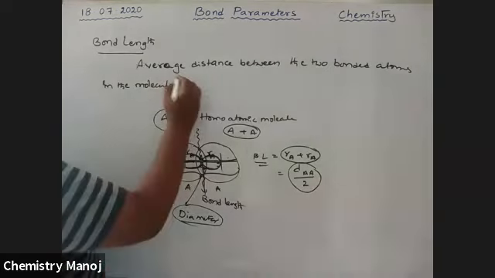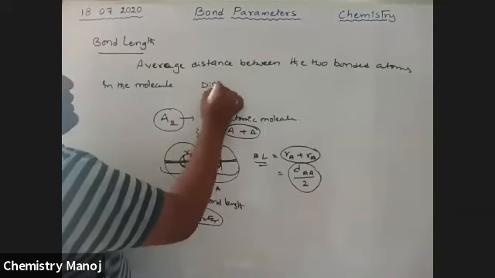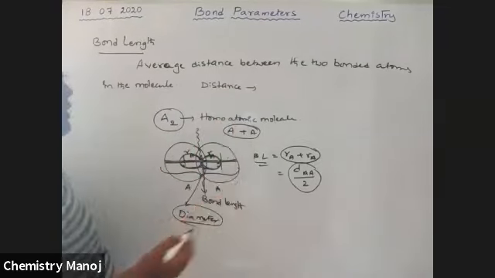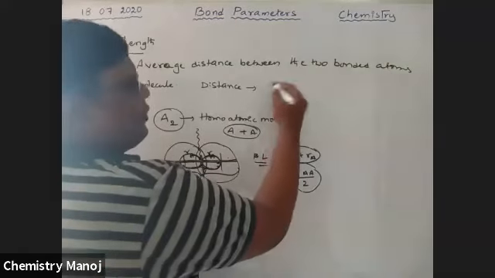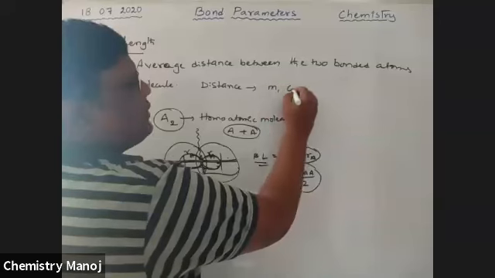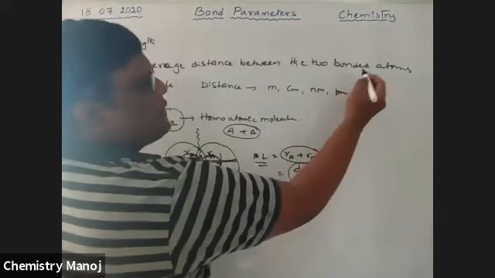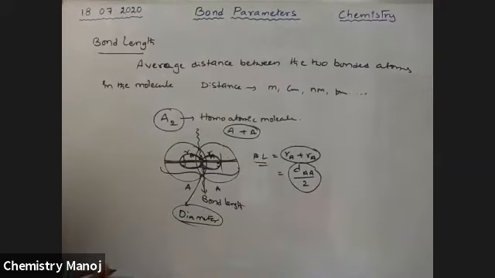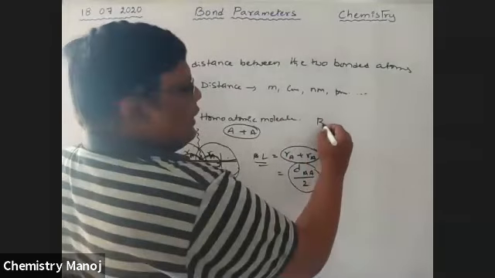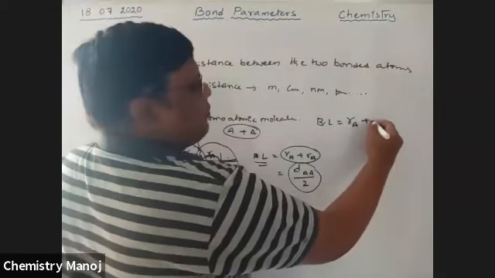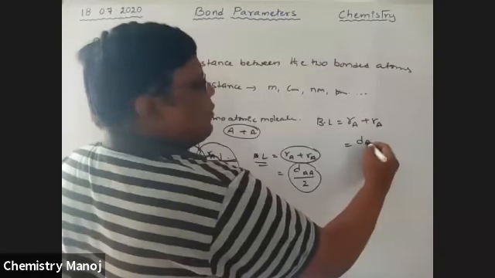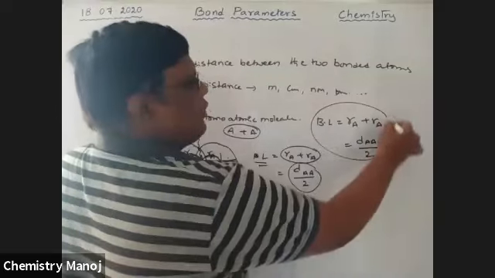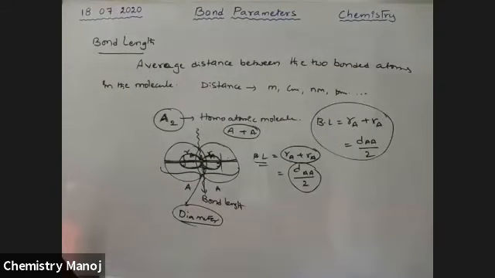Bond length is nothing but a distance between the atoms. Therefore, it has distance units, that is meters, centimeters, nanometers, picometers, like this. These are the units of bond distance. For a homoatomic molecule, bond length is equal to radius of first atom plus radius of second atom, or diameter of A2 molecule divided by 2. It is the general formula for homoatomic molecules.